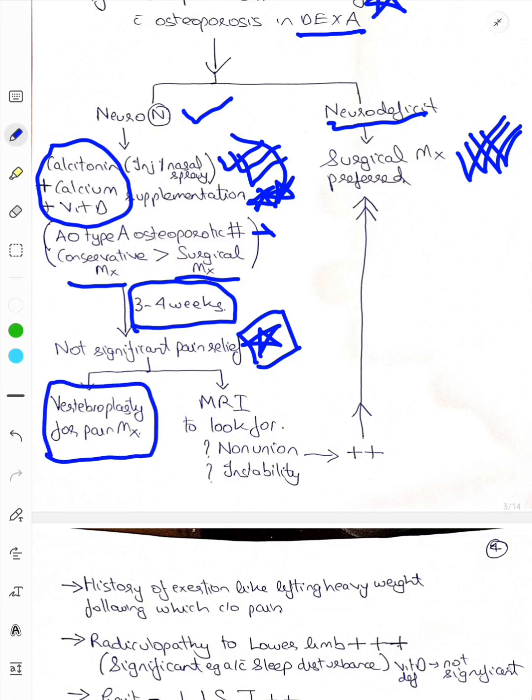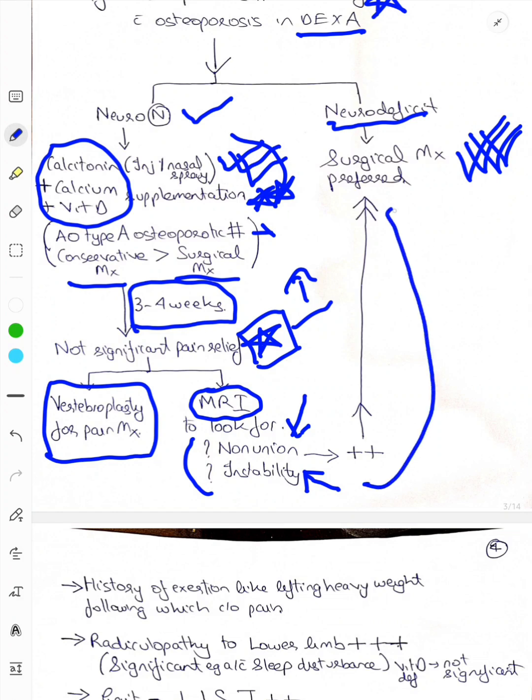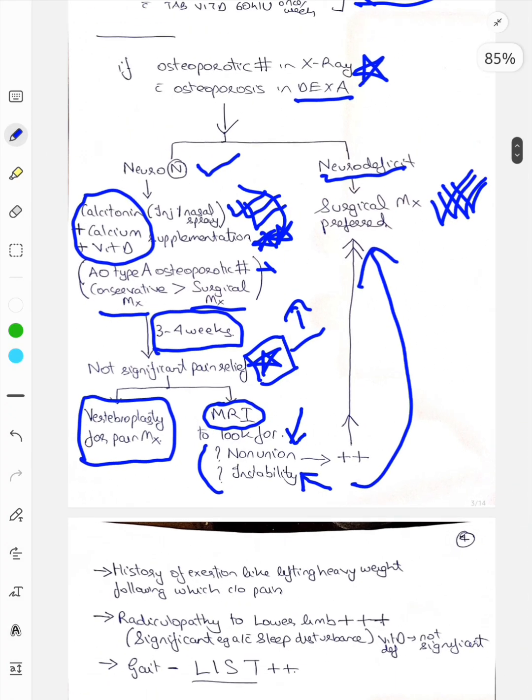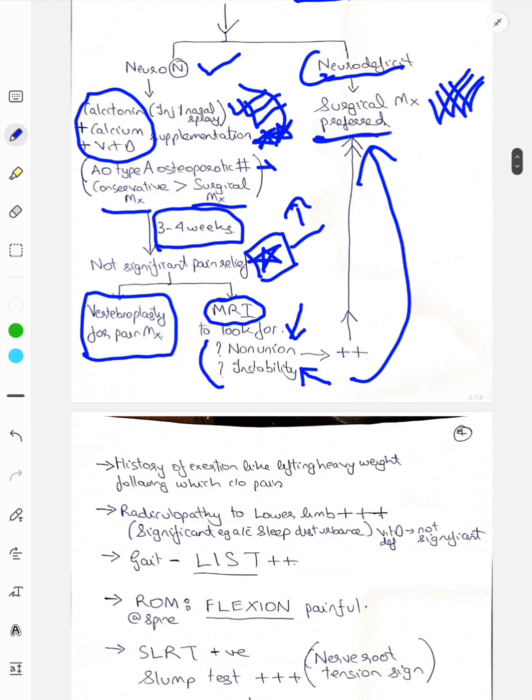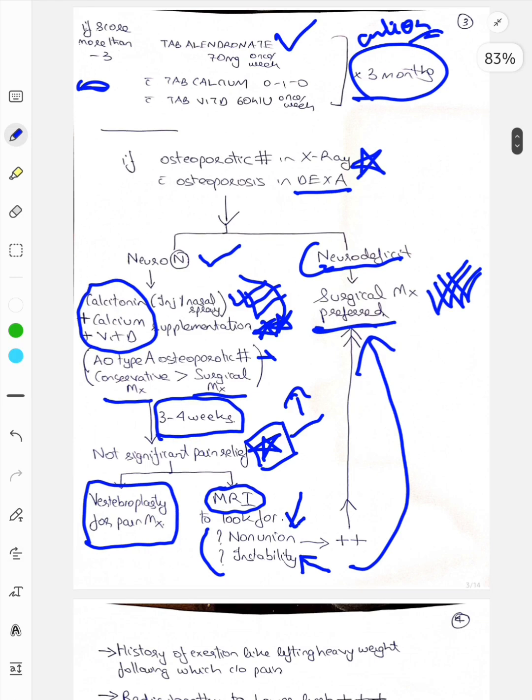But one thing you should not miss, if the pain is increasing or the pain is the same and does not decrease at all, then one alarming sign you should look for is whether there is some non-union or whether there is some instability. So you might have to go for an MRI to look for non-union or instability. And if there is some non-union or instability, you might go for a surgical intervention. That depends on the surgeon, right? But any day, whenever there is neurodeficit, surgical management is always preferred. So this was case number 2, that is osteoporosis.